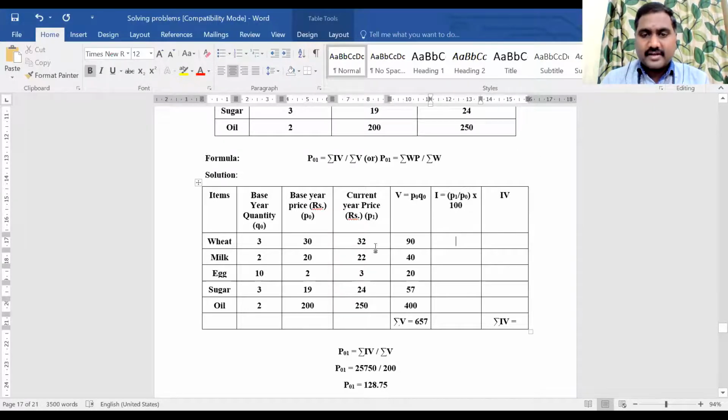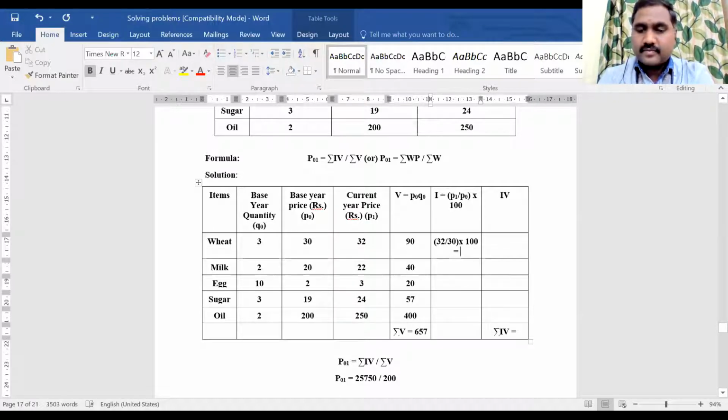P1 is already given, 32. So what is the value? 32 divided by 30 into 100. Similarly, 106.6. Okay, very good. Second one, 22 divided by 20 into 100. Again 110.